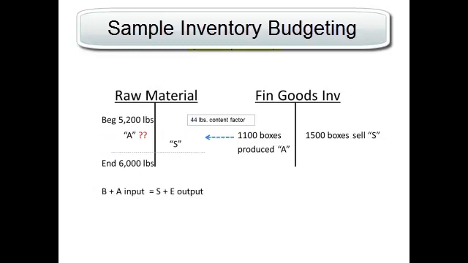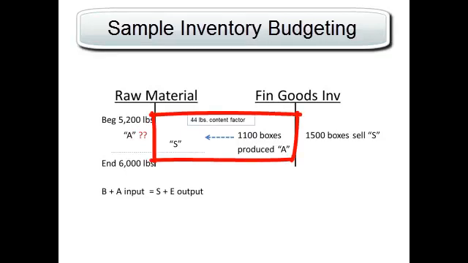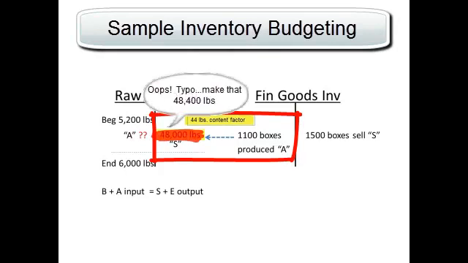Let's develop some data. We know there's a relationship between the production of finished goods and its sourcing of raw materials. So between the S of raw materials and the A in the finished goods account. That 44 pounds content factor is the key. We can develop that we need 48,400 pounds of raw materials to produce 1,100 boxes of finished goods because of that content factor of 44 pounds.